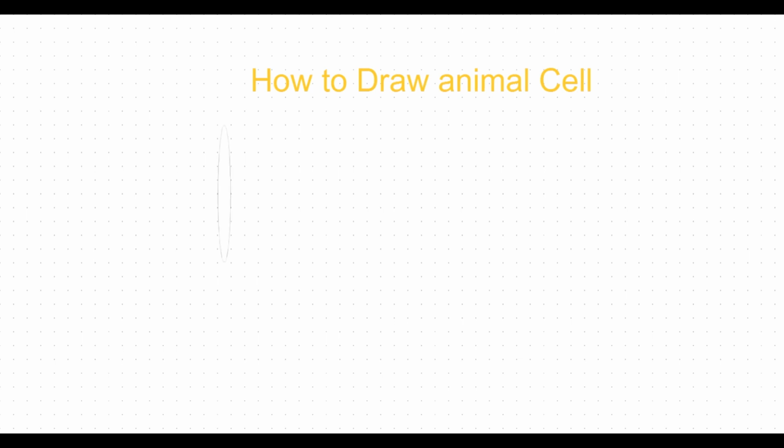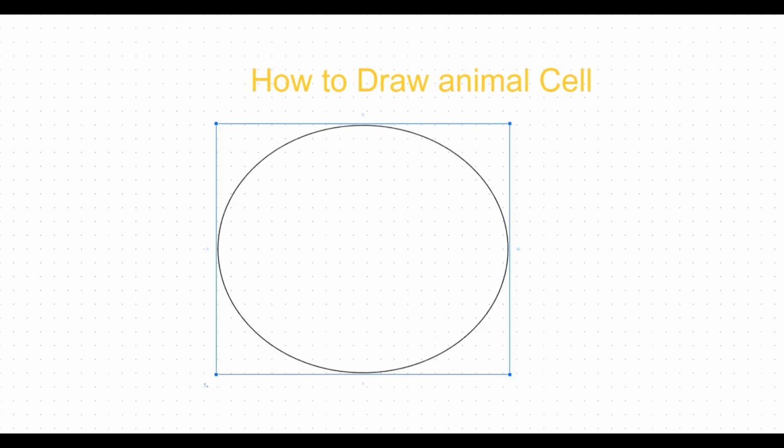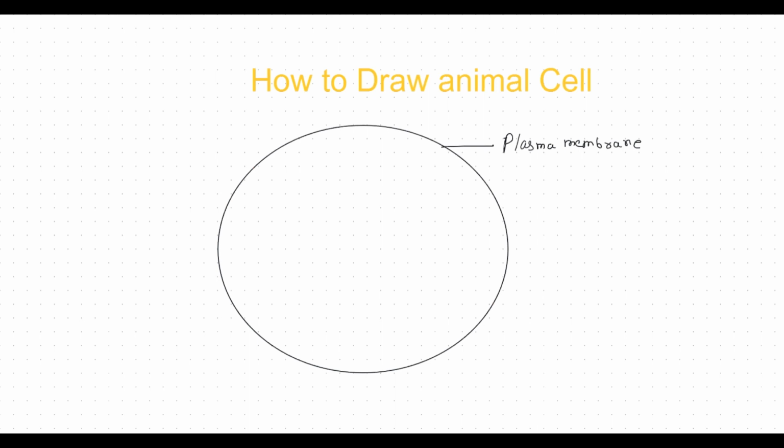So first and foremost, draw a circular shape like this. So this circular shape, the outer boundary, is called what? Plasma membrane. So first, we are going to draw all these structures, and then one by one, we will be labeling each. Whenever you're drawing, the most important thing is you need to start from the basic thing. So like we drew the circle here.